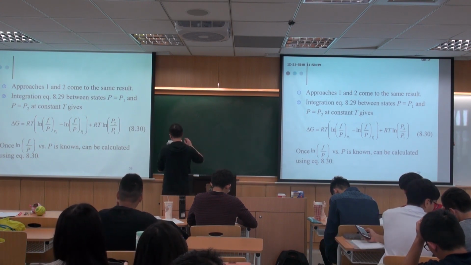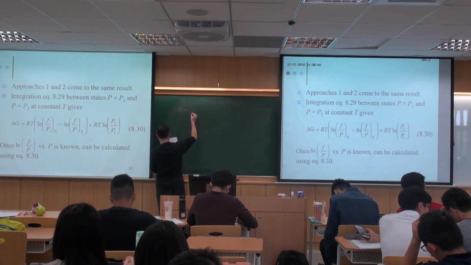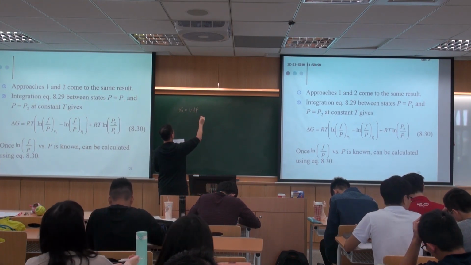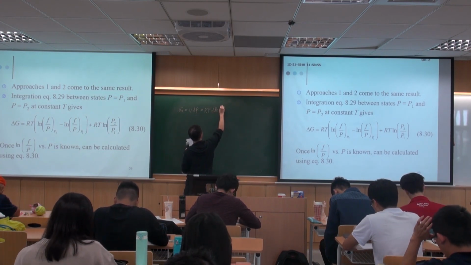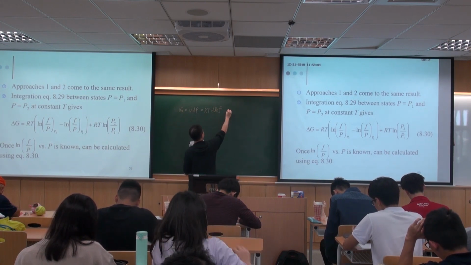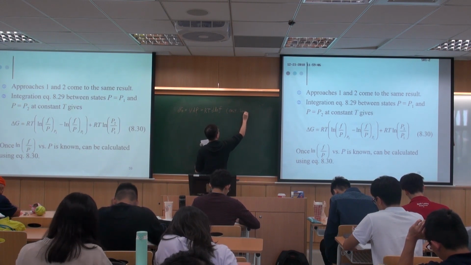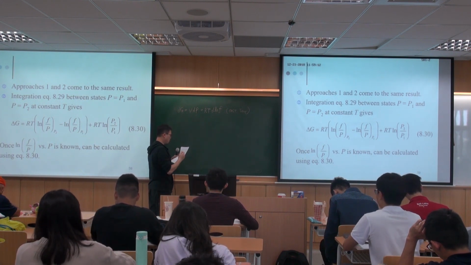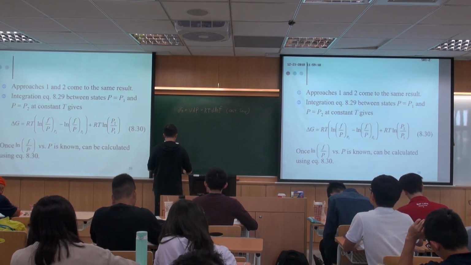And we know that dG is V dP. Like I mentioned several times, this is always true. And this is also always true because this is the definition of fugacity. So for a constant temperature process, whenever you want to calculate the change of Gibbs free energy, this is your starting point. Okay, this is your starting point.